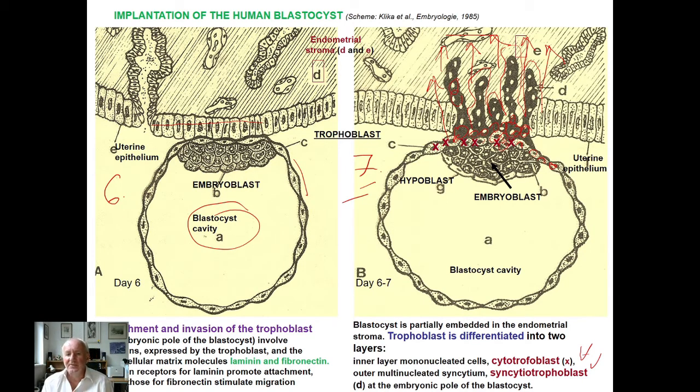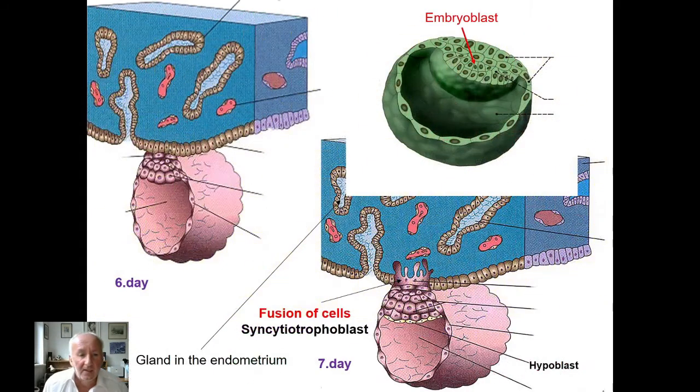So this is around the 7th day after fertilization. The implantation of the blastocyst is starting. The 6th day, once more repeating, 7th day. So, syncytiotrophoblast, cytotrophoblast. Later, blastocyst. Embryoblast, cavity, trophoblast, embryoblast.